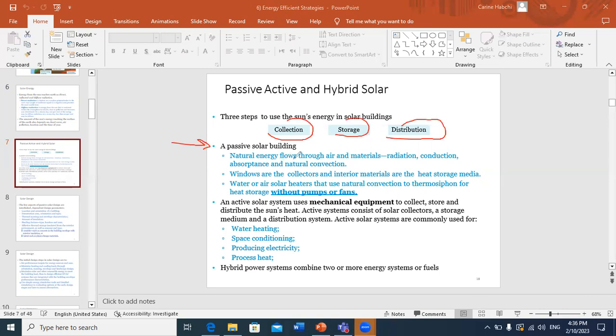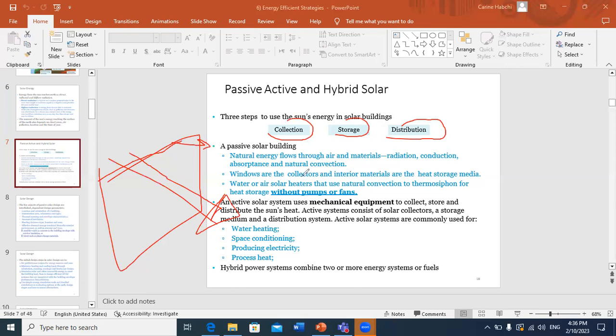Natural energy flows through air and materials as radiation, conduction, absorption, and natural convection. Whenever you have a window, heat will come into your space, and you don't need to operate any active system. You just have the initial investment when you select the material of your window, in a way to let enter the percentage that you want. After this, the flow of energy will come in a natural way by the main heat processes that we discussed: radiation, conduction, and natural convection.